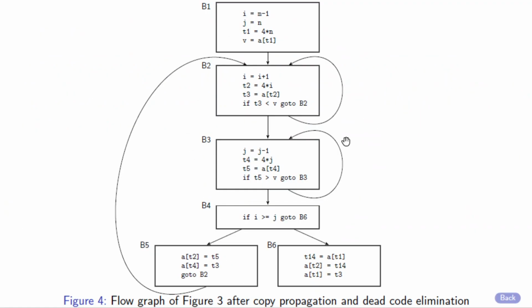This is our flow graph with the dead code elimination and copy propagation being applied. Block B5 and B6 have still been optimized.